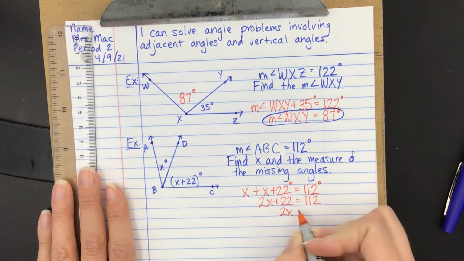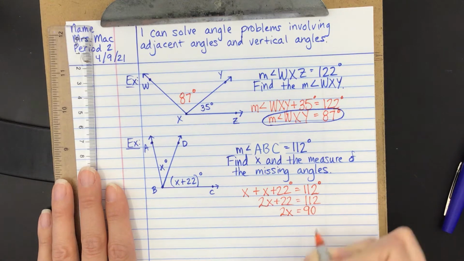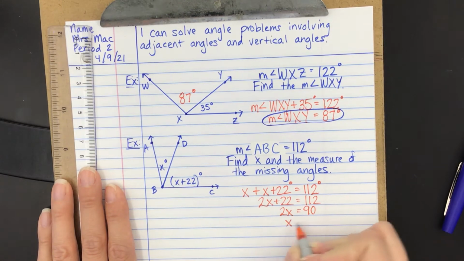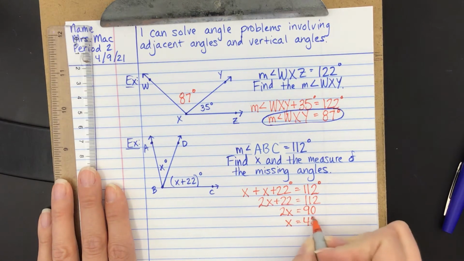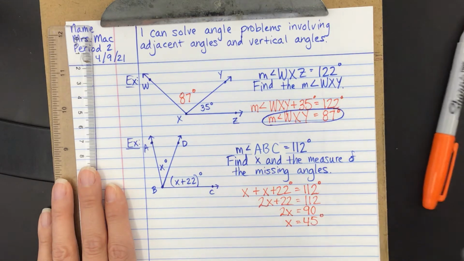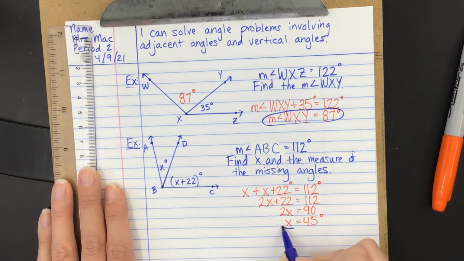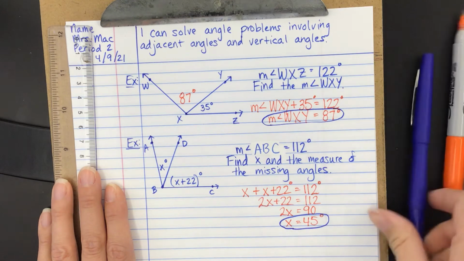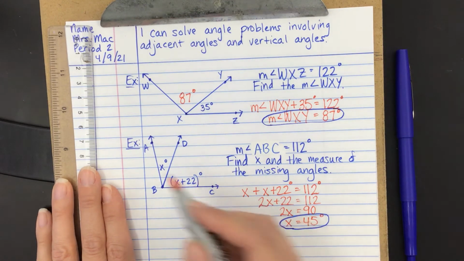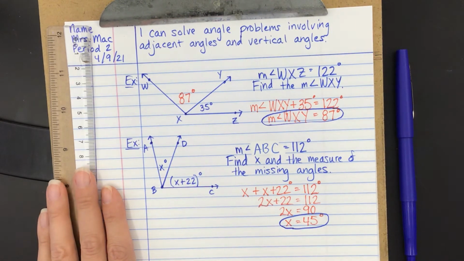So if I subtract 22 from both sides, I get 90. If I divide both sides by 2, I get 45 degrees. Okay, so we've done the first thing here. We found out what x was. Now we're going to take our knowledge and use it to find the measures of all these angles.